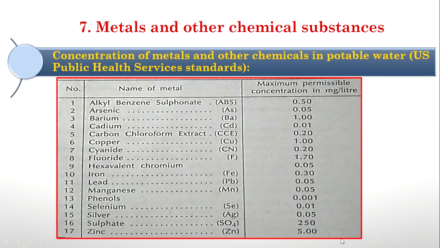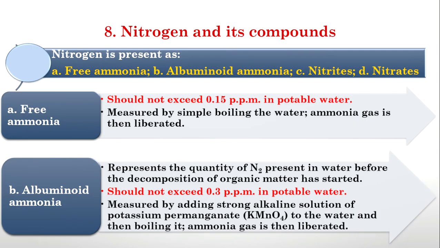Now we'll move on to the next chemical substances which cause pollution: metals and other chemical substances. These are the different metals which cause chemical pollution in water. The maximum permissible concentration of these chemicals, given by the United States Public Health Service standards, is given here, so you can just read these. Another important chemical substance which causes chemical pollution in water is nitrogen and its compounds. Nitrogen can be present in four forms in water: free ammonia, albuminoid ammonia, nitrites and nitrates.